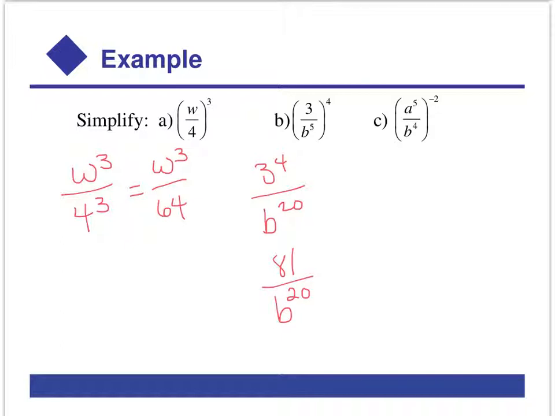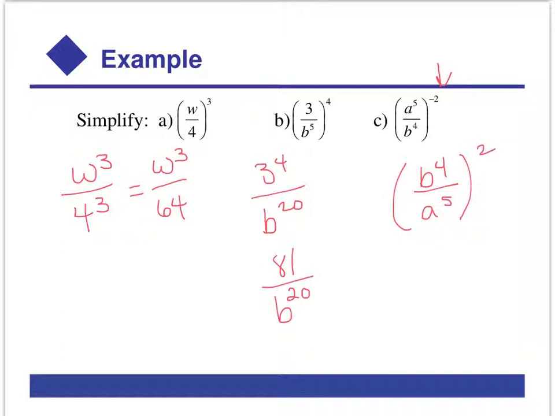Now on C, you have the negative exponent on the outside. All you're going to do is flip it. It doesn't change the values of the exponents on the inside. It doesn't make them positive. It doesn't change to make the positive ones negative. Okay. Now we're just going to follow the same rules.